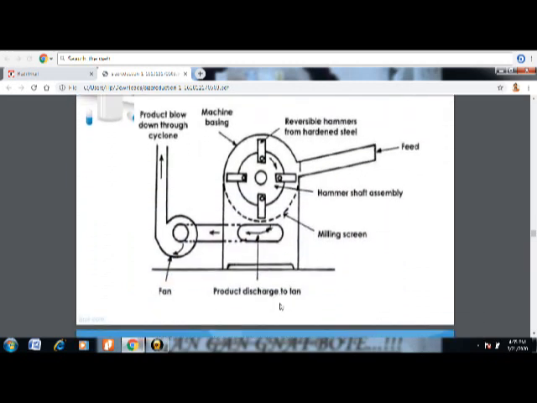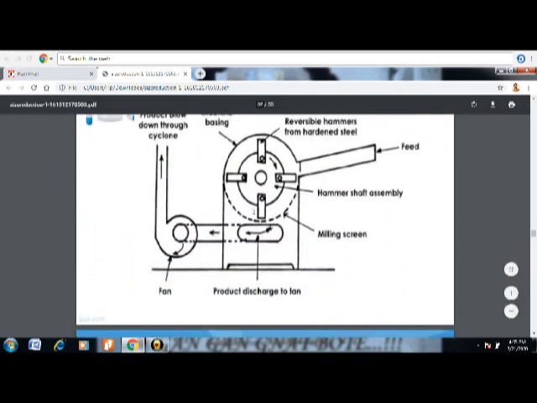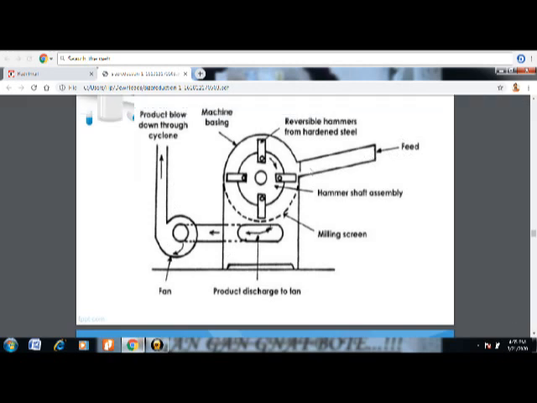Now in this diagram you will be able to see the working of this hammer mill. Now see here, there is an inlet for the feed. Through this inlet you are introducing the material which you have to grind, whose size you have to reduce, right? So this feed is introduced. This is the hammer mill. This is the metallic shaft. This metallic shaft rotates with a very high speed.